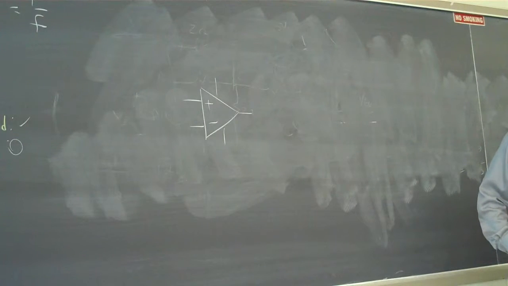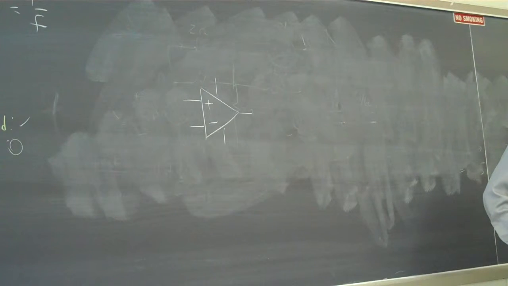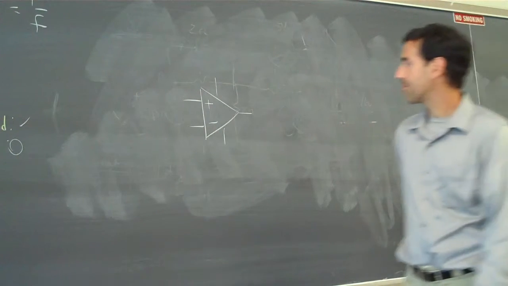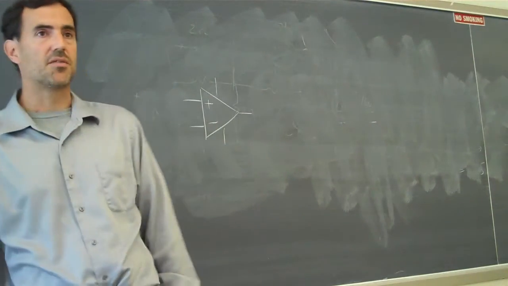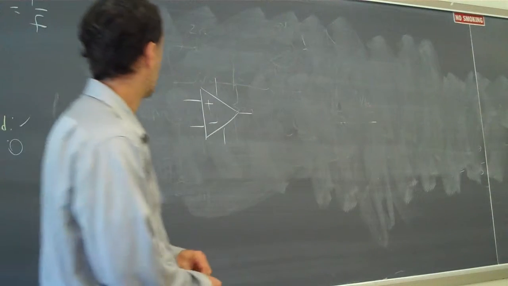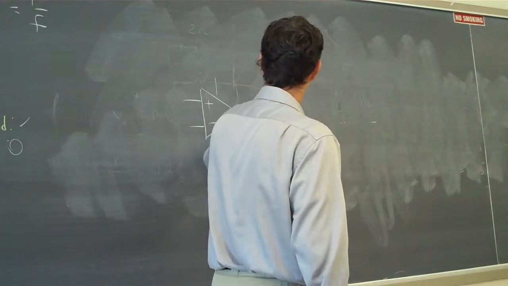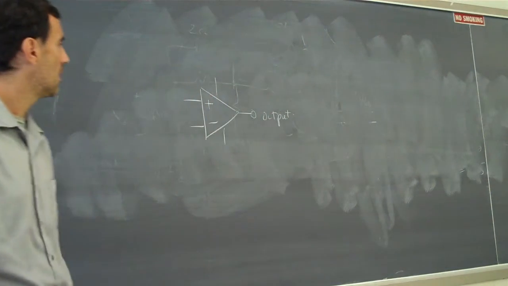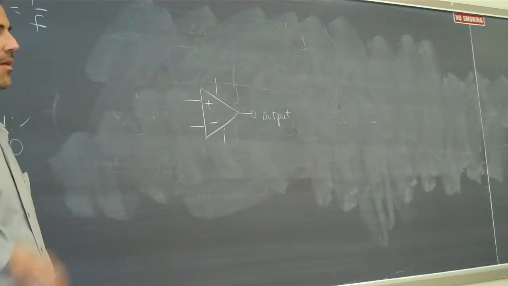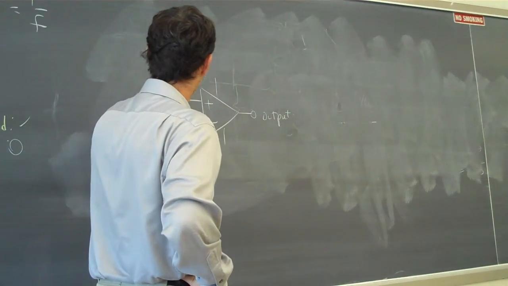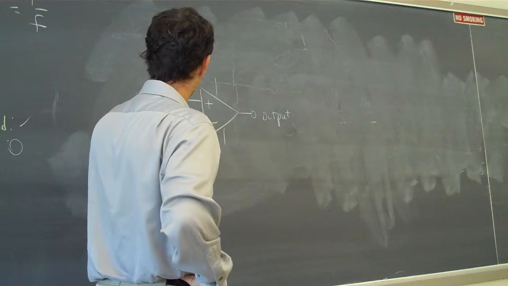This device that I'm putting up on the board right now has 5 different terminals. It doesn't just have 2 ends. It has 5 ends. So I need to label these 5 ends and explain what the different pieces do. This side is the output. This we'll call V+. This we'll call V-.